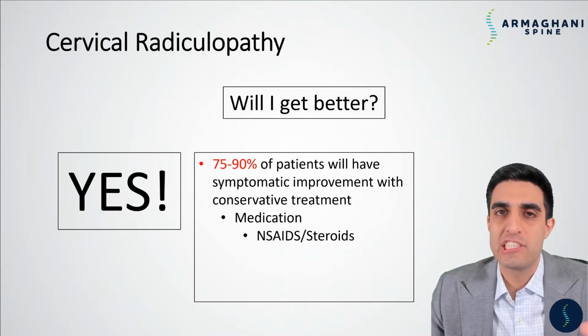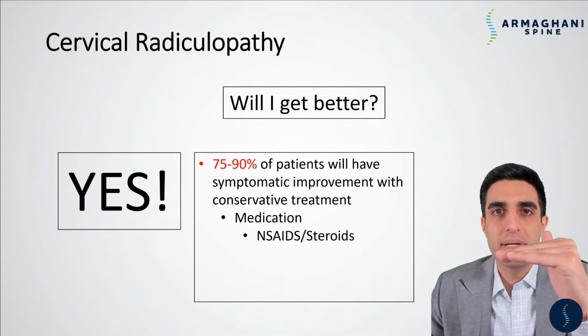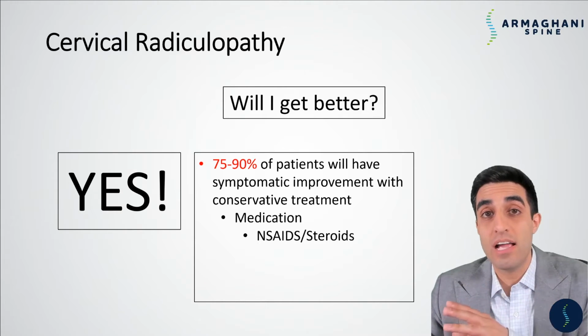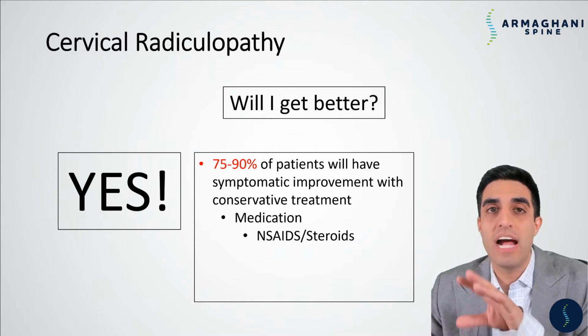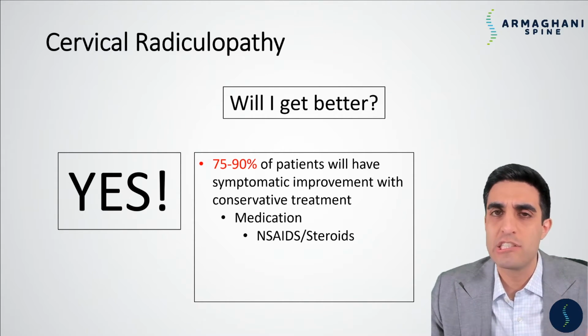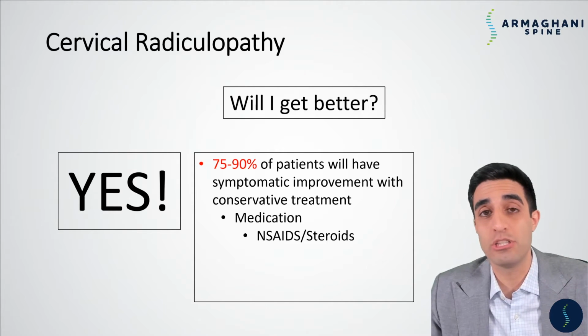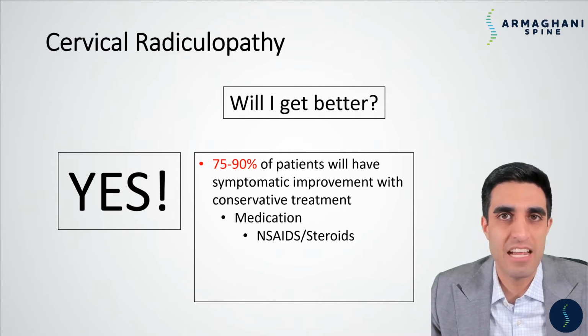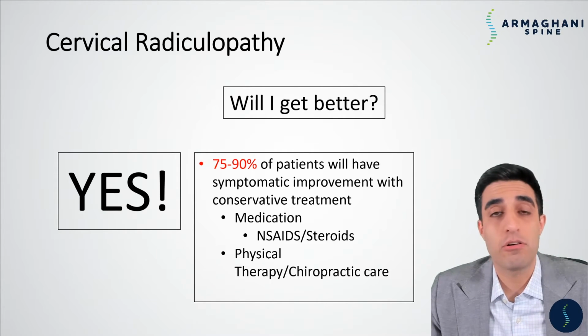With these medications, specifically anti-inflammatories and steroids, can help decrease the inflammation in your body, which can help with the inflammation type part of your pain picture as opposed to physical compression. So if you have a high inflammatory component to your pain, medications like anti-inflammatories and steroids can help a lot. Physical therapy and chiropractic care is another way that we can get you better.